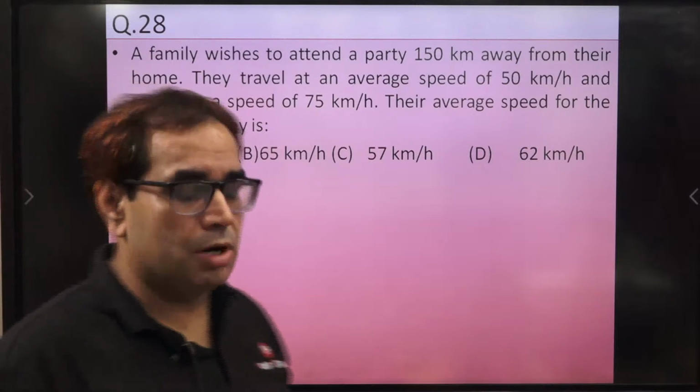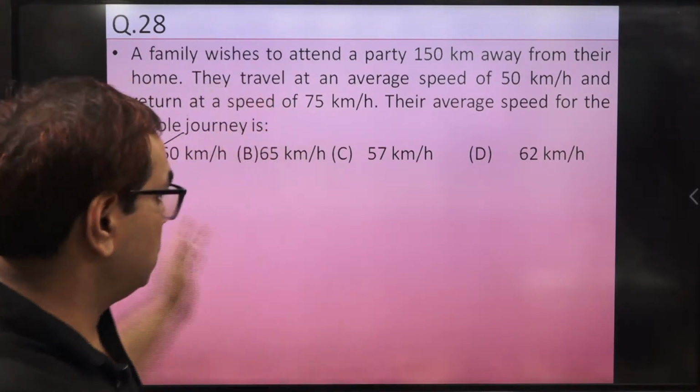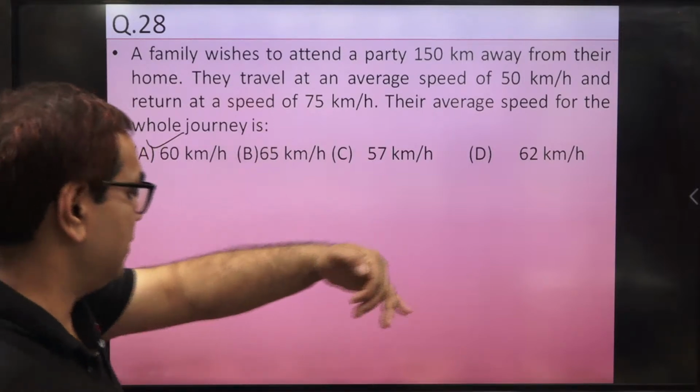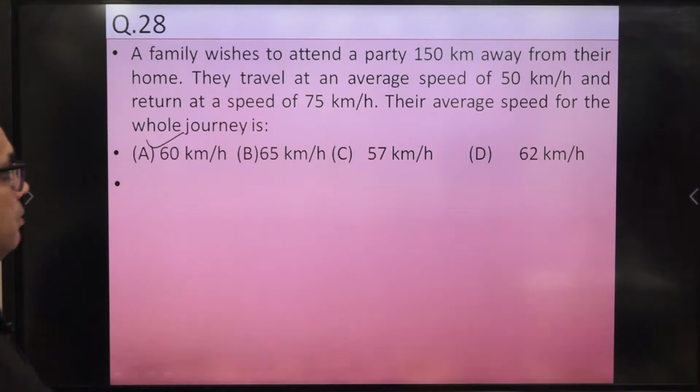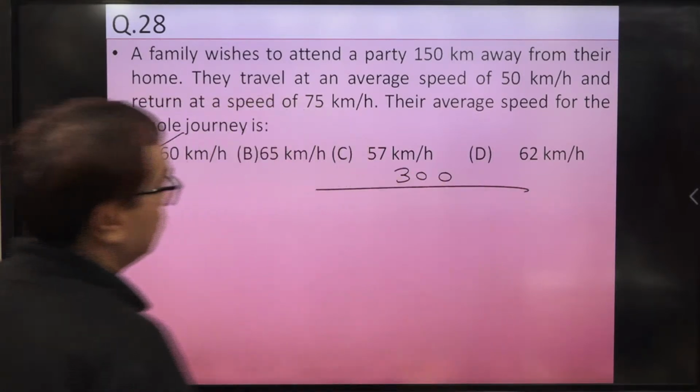Average speed is equal to what? Total distance traveled upon total time taken. So compute the total distance traveled. That will be 150 in going one side and then coming back. So 300. 300 will be the total distance traveled upon total time taken.